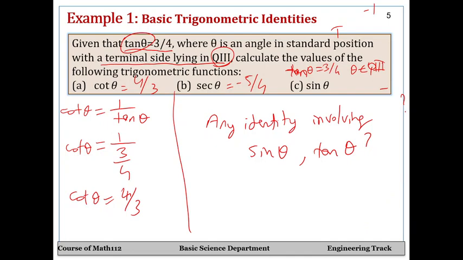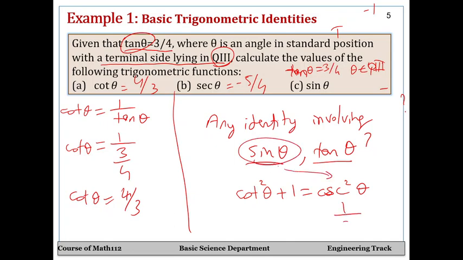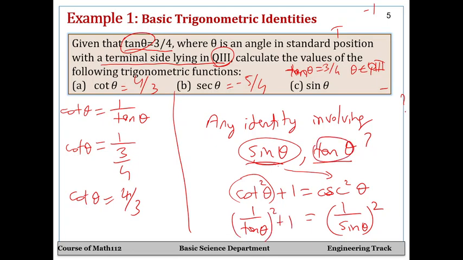We don't have a direct relation between these two, but I think we have this one here: cotangent theta squared plus 1 is equal to cosecant squared theta. Now how will I relate this? Here cosecant is 1 over sine theta squared, and cotangent squared is like 1 over tangent theta squared. So at least I can use tangent theta here, and I can get sine theta.